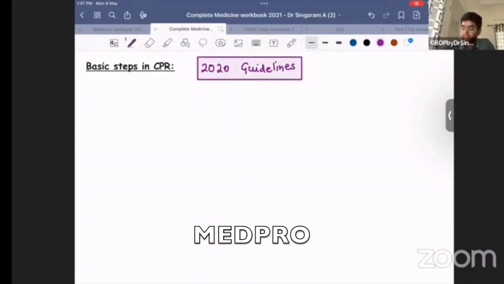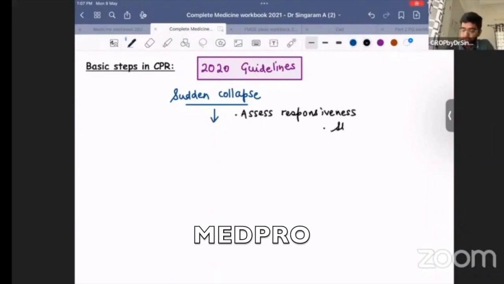First thing, whenever a patient suddenly collapses, that is when you have to start the CPR algorithm. Maybe you are in a ward, or in a public place, or in an ICU. A patient has suddenly collapsed. What is the first thing you will check in that patient? Of course, you have to assess the responsiveness, whether he's responding or not. And if you're alone, you have to shout for help. Okay, this is a quick thing.